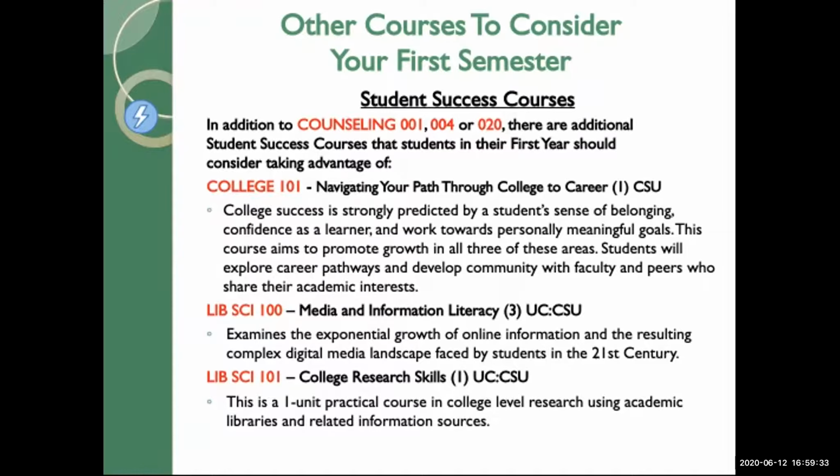In addition, we offer library science classes that can be taken anytime to improve your research skills, which are also vital to success in college, providing you with information literacy. Library Science 100, Media and Information Literacy, is 3 units, transferable to UC and CSU. And Library Science 101, College Research Skills 1, is UC and CSU transferable. Library Science 100 also meets Area E on the CSU GE sheet of lifelong learning and self-development.